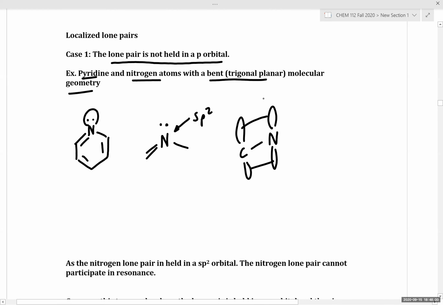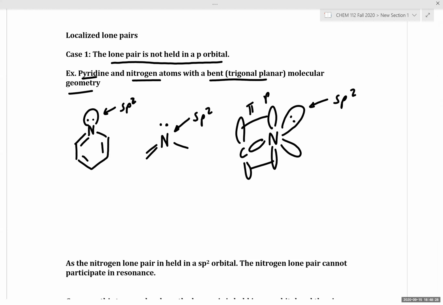So it's used its p orbital to form a pi bond, right? So then, what orbital is our lone pair located in? sp2. Yep, so this lone pair is in an sp2 orbital, and this lone pair is stuck. It can't participate in resonance.